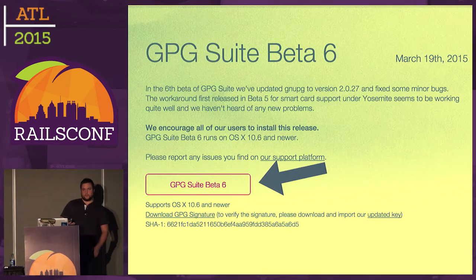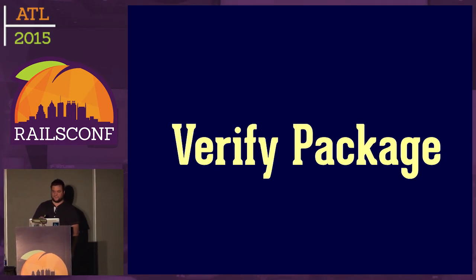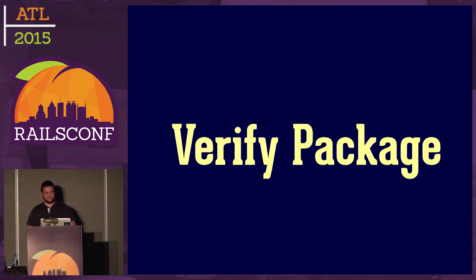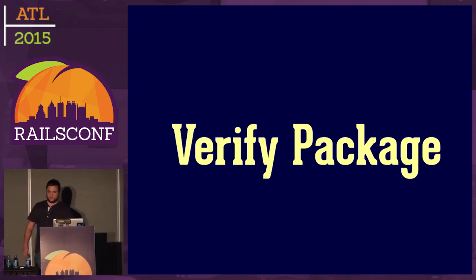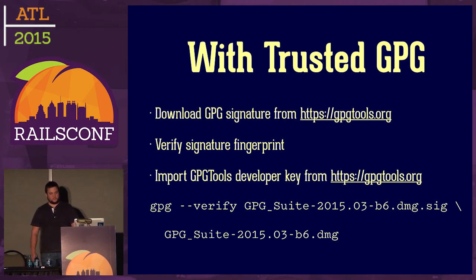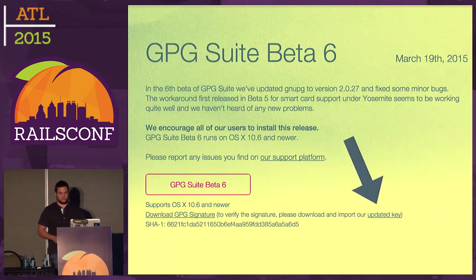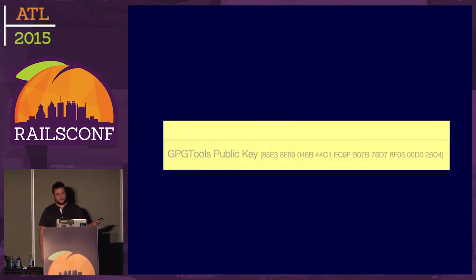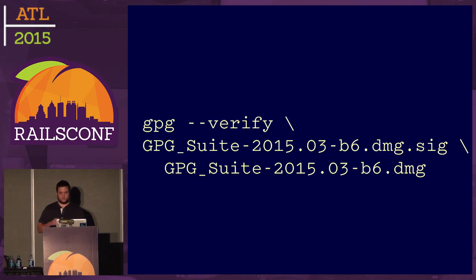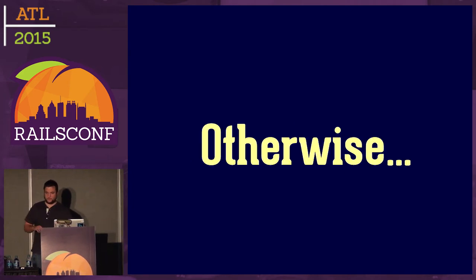Because this is security software, we actually have to verify that the package is the correct package. Mason made the joke that this should be the last package that you don't verify, but we are going to verify it. If you have a trusted PGP version, then you can download the GPG signature from GPG Tools right here, download the key from here, import it into GPG Tools or into your favorite GPG program, PGP implementation. And then you can verify the fingerprint of the public key here and run this command on the command line to actually make sure that you have the software that you expect to have. Probably, though, you didn't already have a GPG implementation on your computer.